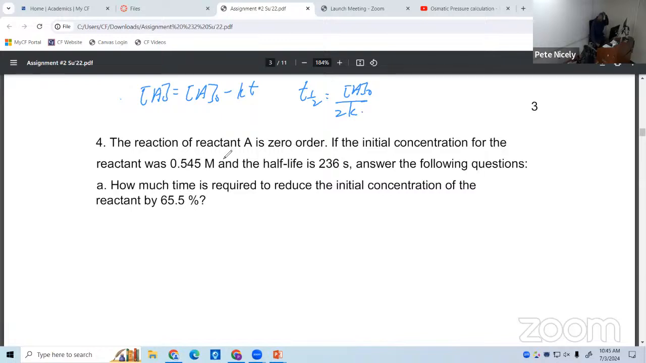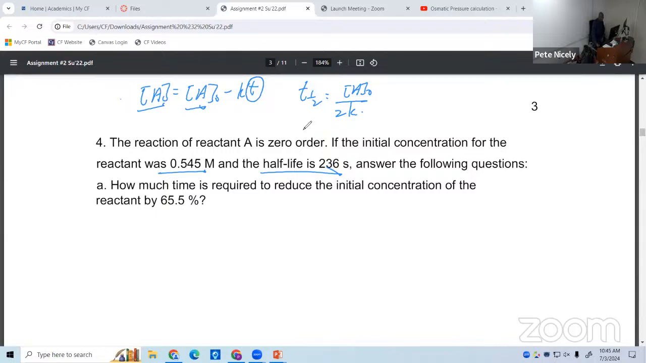Now the question says that the half-life is 236 seconds, and they gave you the initial concentration of the reactant, and the question is asking how much time. So the question is asking for t, right? Now, in order for us to get t, we need the initial concentration of A, and we need a concentration of A at that time. So how shall we do this? What I'll do firstly is find out k, right?